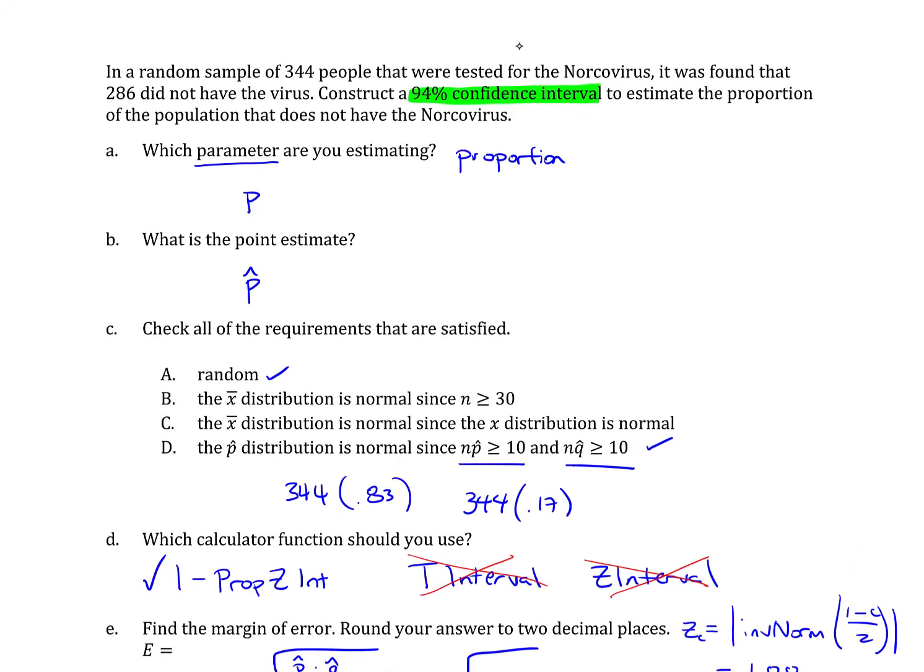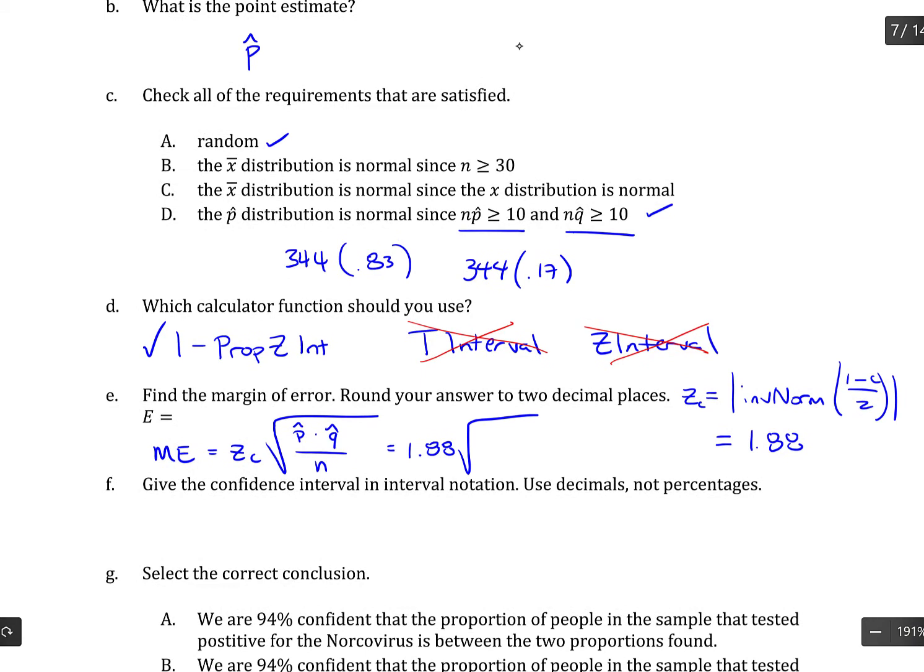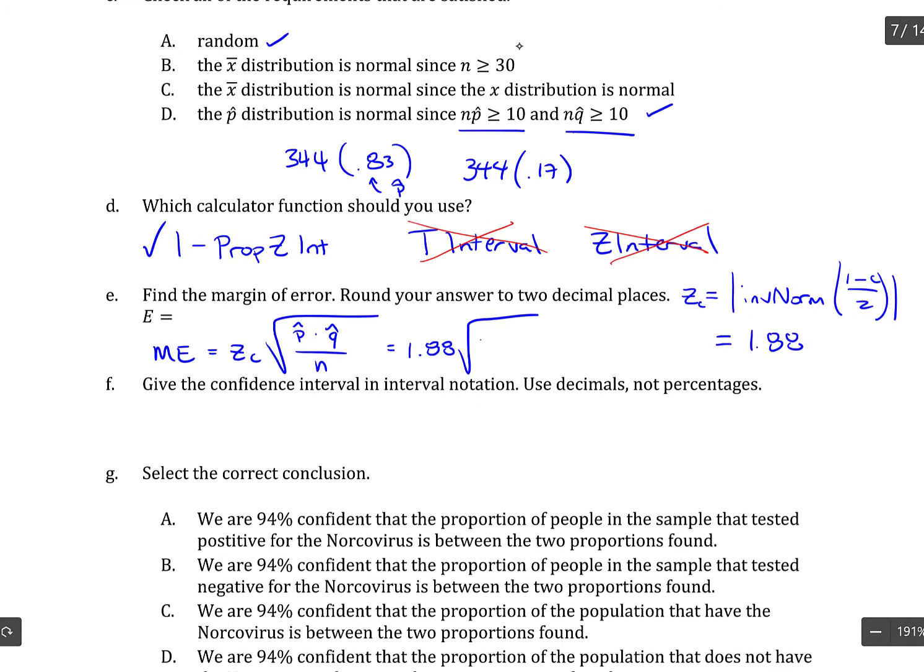So that is the probability of success. We're setting success as someone does not have the Norcovirus out of the population. And so that means this value right here is the proportion out of my sample that does not have it. So that was 0.83. And then the probability that someone did have it, that would be the complement of that, which is q hat, or 0.17. And then we had 344 in our sample size.